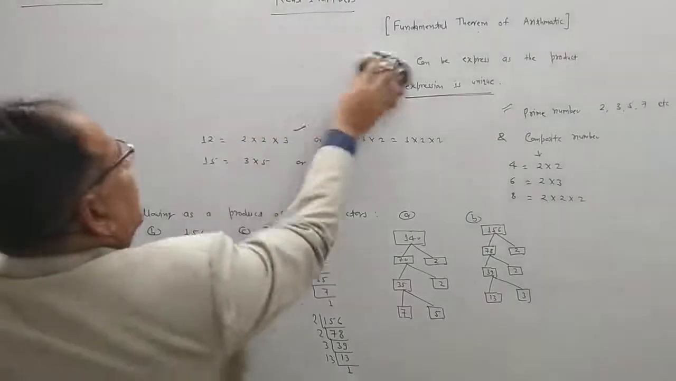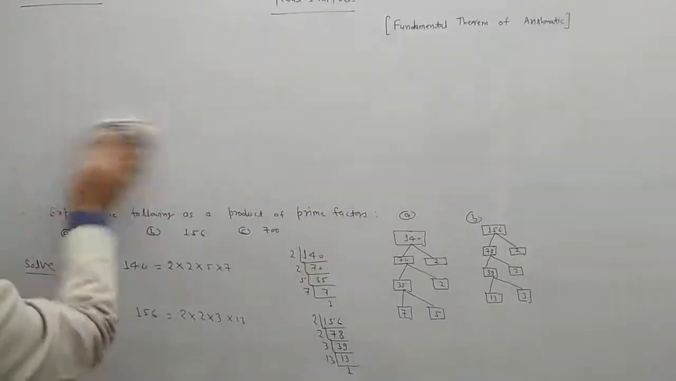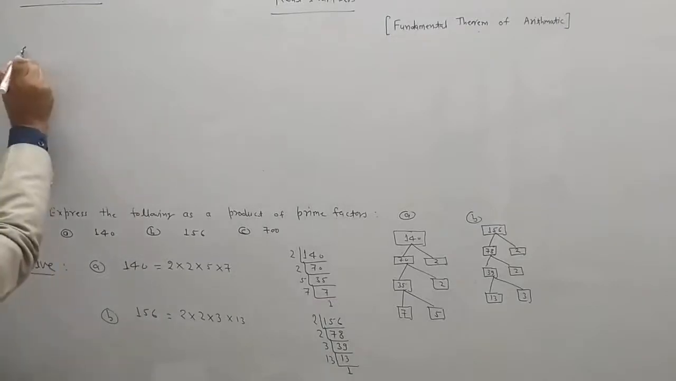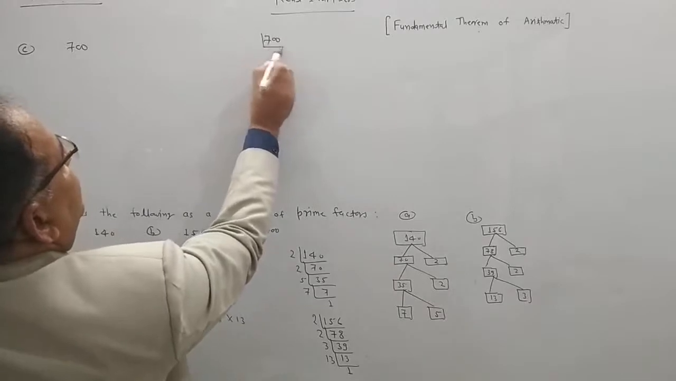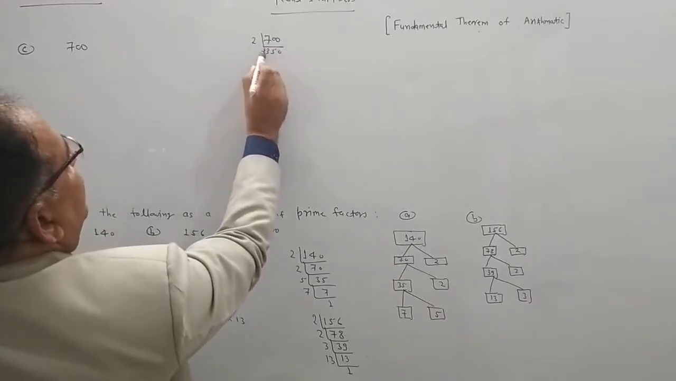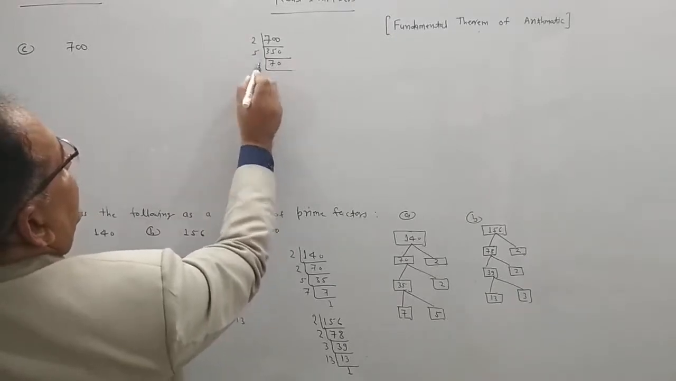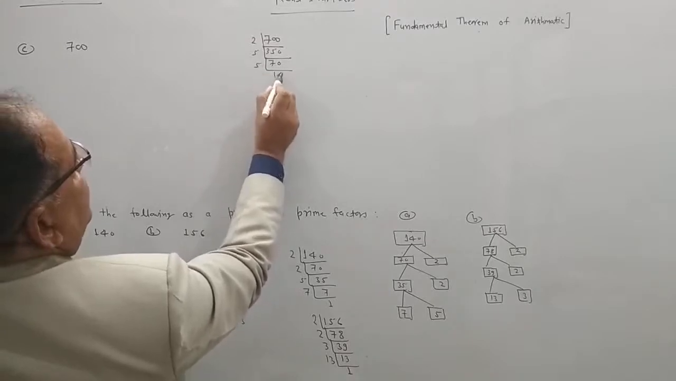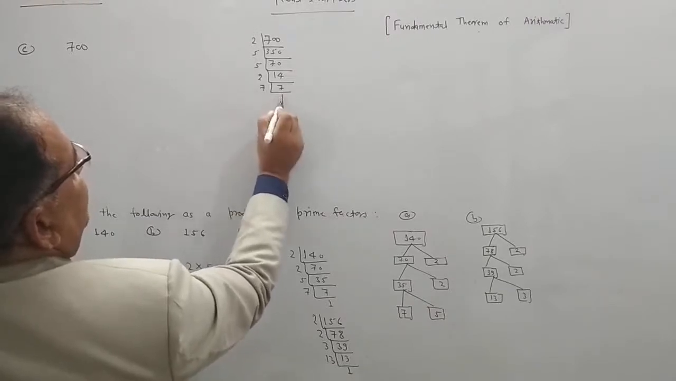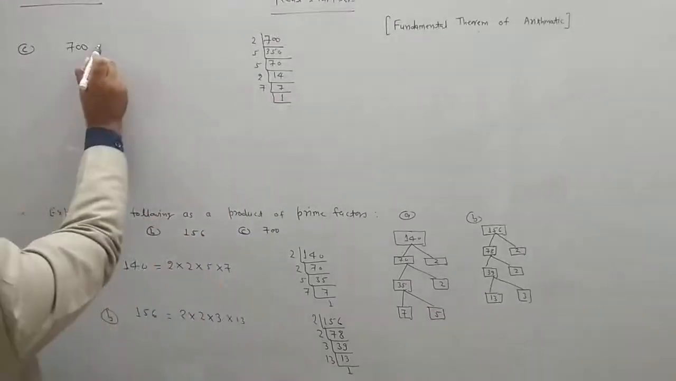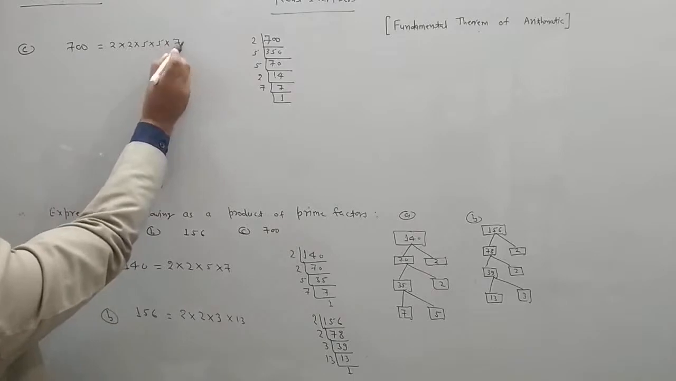Now we take the last part of this question. The C part is 700. So by prime factorization: 2 times 350 is 700, 2 times 175 is 350, 5 times 35 is 175, 5 times 7 is 35, and 7 times 1 is 7. So 700 can be written as 2 into 2 into 5 into 5 into 7.